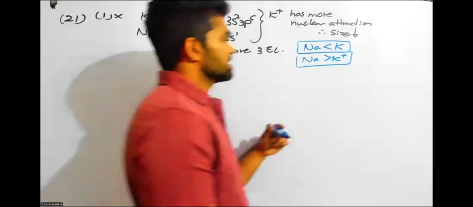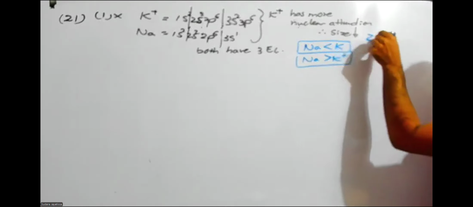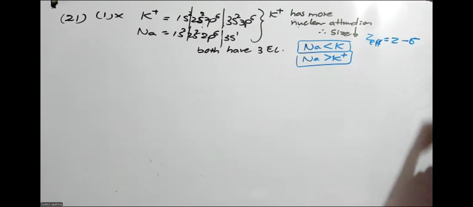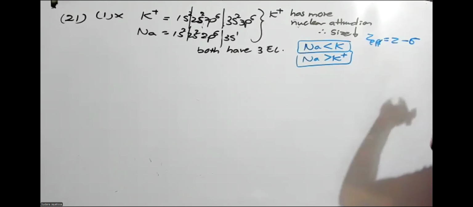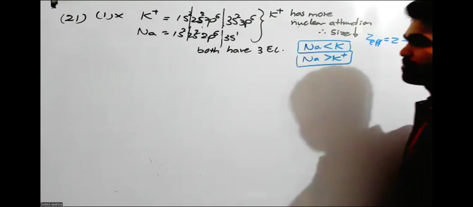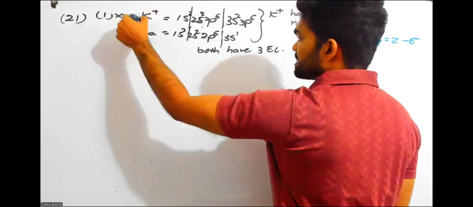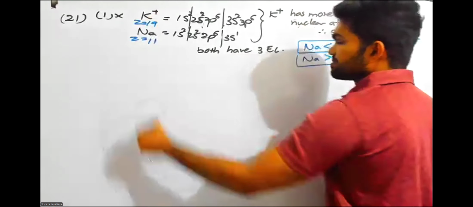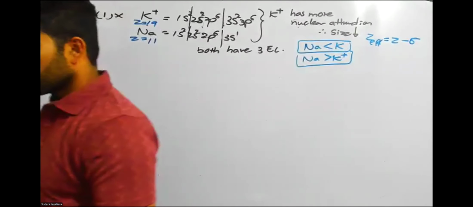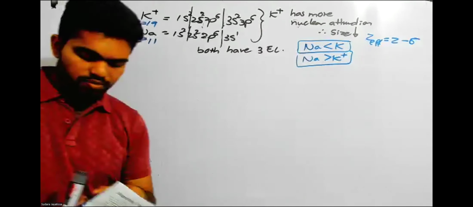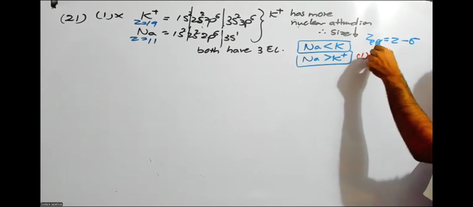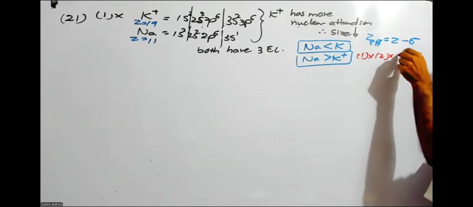Effective nuclear charge, its formula is Zeff equals Z minus sigma. Don't worry about sigma, just think about the Z, the number of protons. Here Z is 19, here Z is just 11. Sodium does not have a higher value, so it's wrong. Both are wrong. The answer is answer 5.